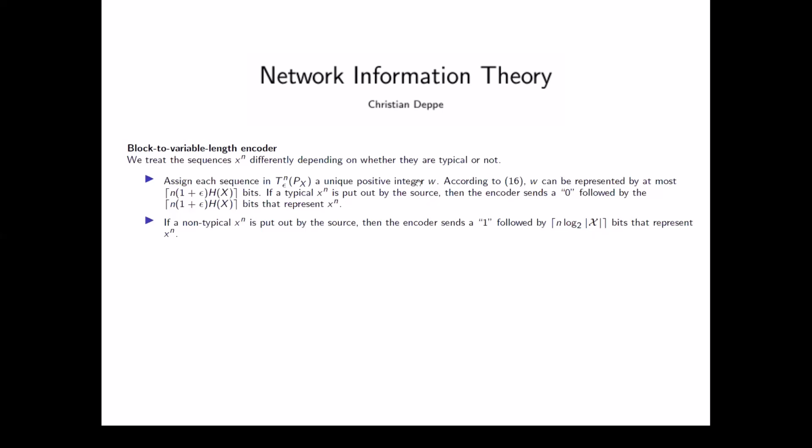We know now by our theorem what we had, independent of which we use here. We use this for letter typical sequences. We also could have used it for entropy typical sequences, but both give us that we can represent W by n times 1 plus epsilon times the entropy of x bits. So that means we send a 0 and then n times approximately the entropy of x bits, which represent x^n.